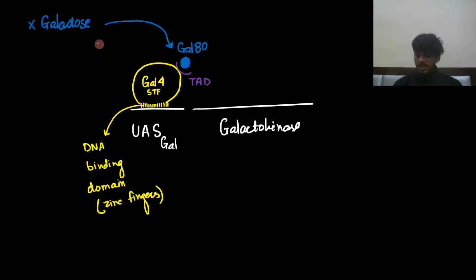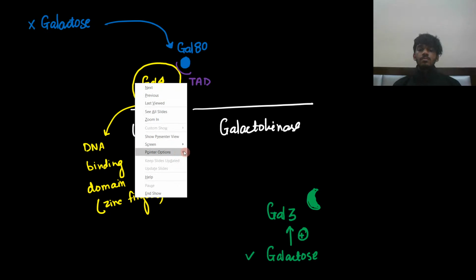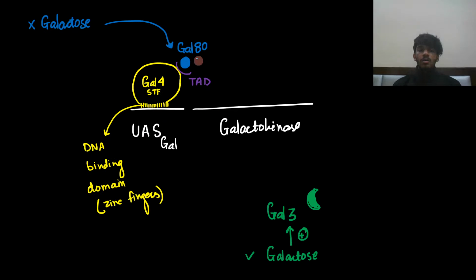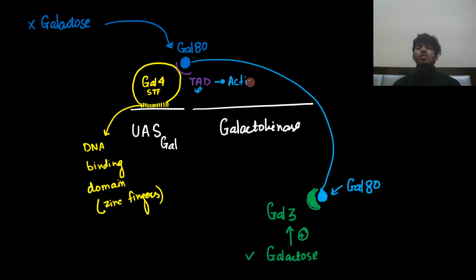But if galactose is present in the medium, then what happens? Galactose activates something known as Gal3. Gal3, let's say it has this shape, goes and binds with Gal80. And if Gal3 binds with Gal80, then this transcription activating domain becomes activated, and it will allow transcription to occur. So now you understand how, in the presence of galactose, coordinate regulation via the galactose circuit is possible.